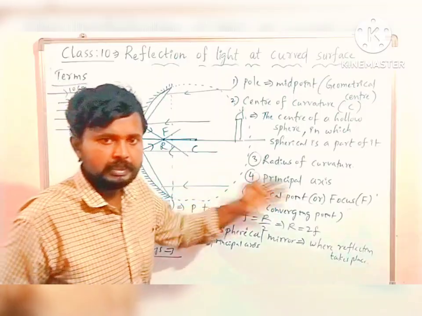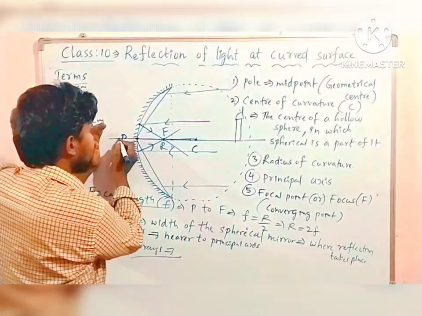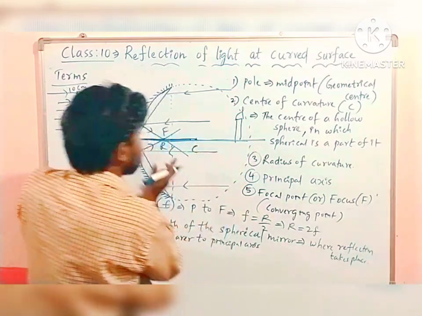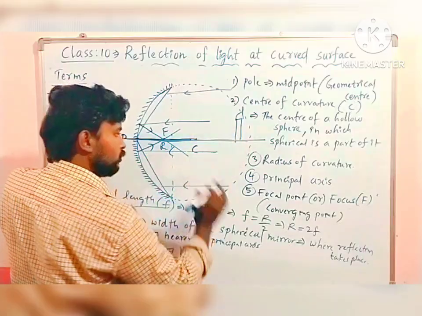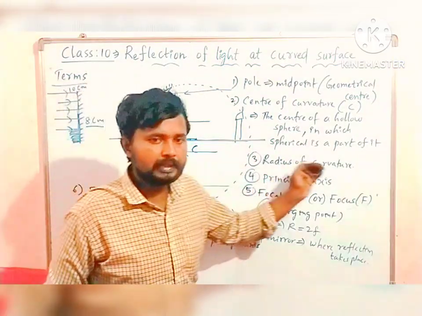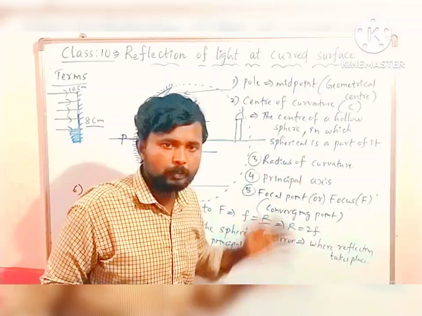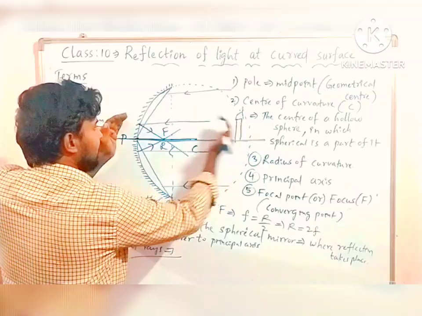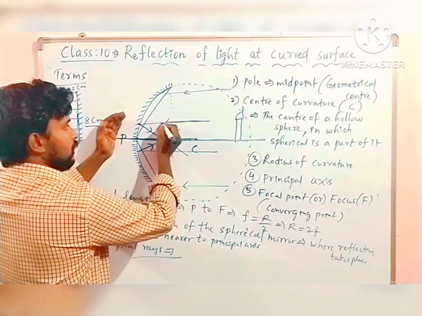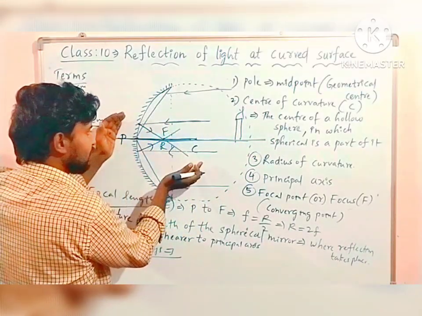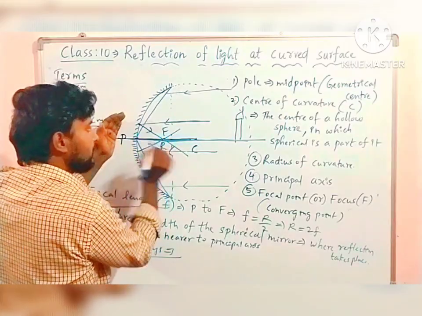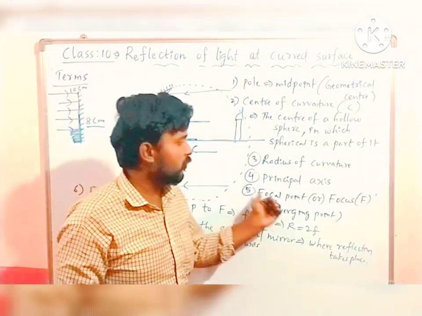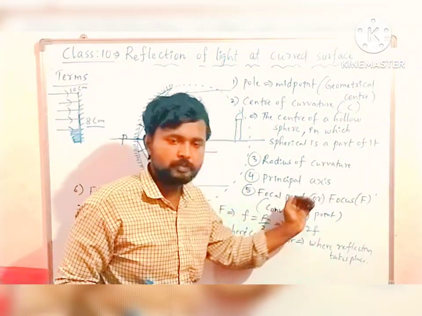Next, principal axis. Principal axis means an imaginary horizontal line which passes from the pole to the center of curvature. Next, focal point. Focal point is nothing but the converging point. When parallel light rays fall on a mirror, after reflection they meet at one point on the principal axis. This point is called the focal point, focus or principal focus.